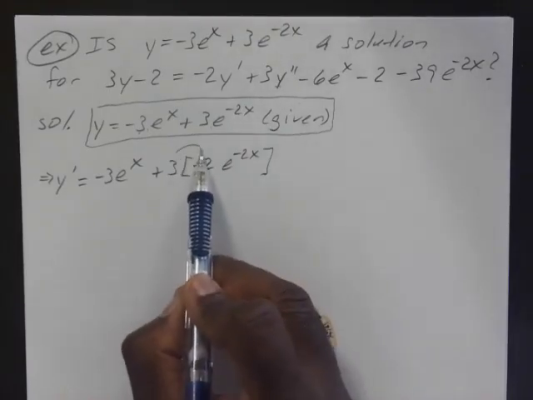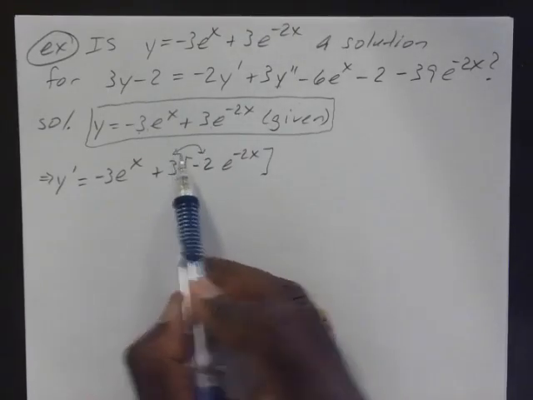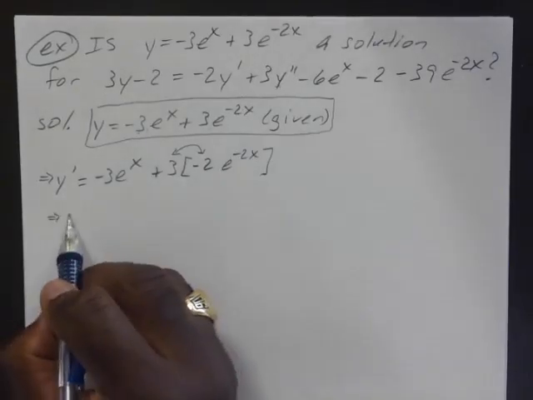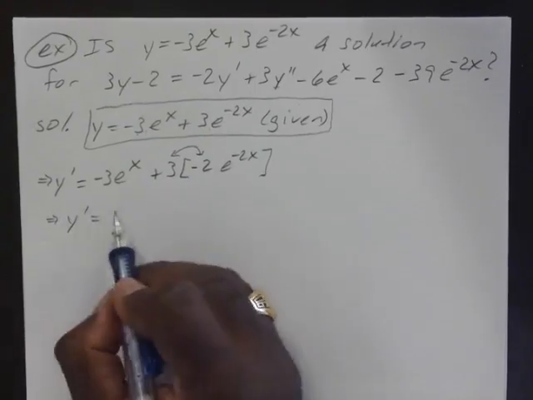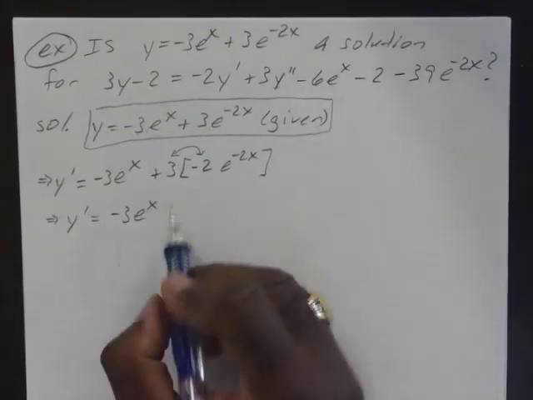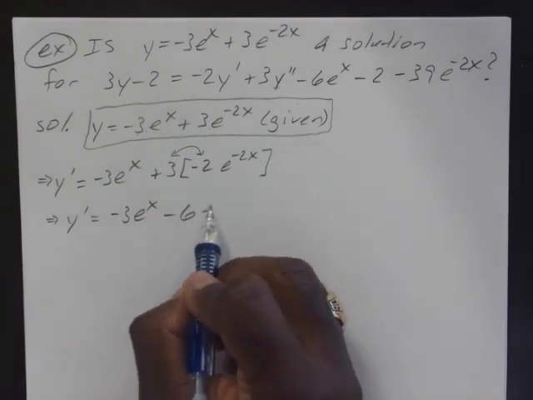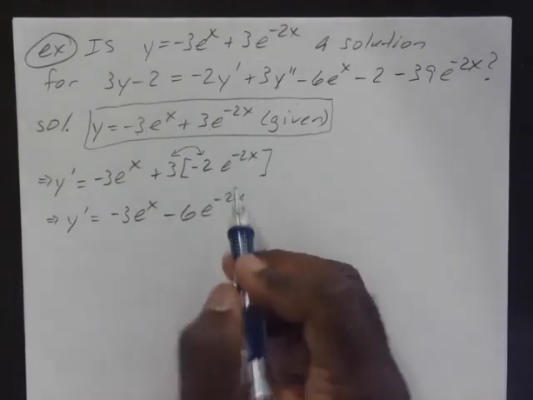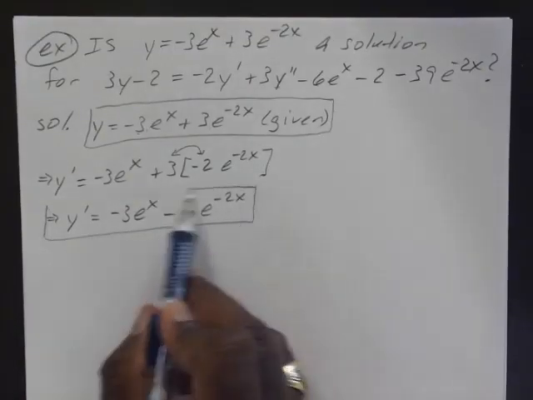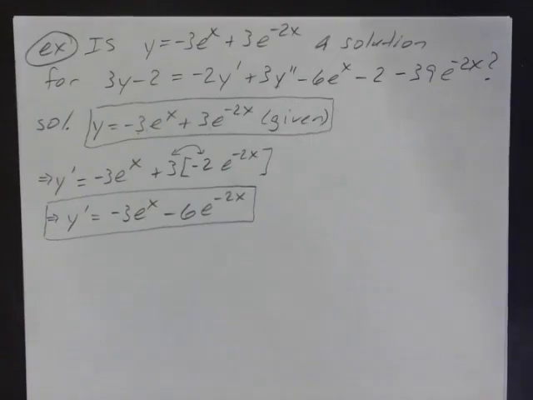So go ahead and multiply those two just to simplify it. We know that y prime is equal to -3 times e to the power of x minus 6 times e to the power of -2x. And we'll go ahead and draw a little rectangle around that one.